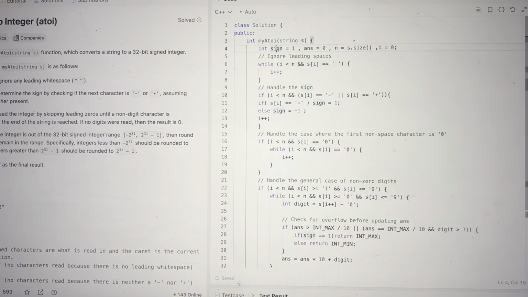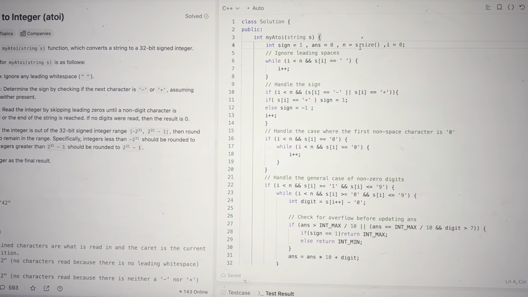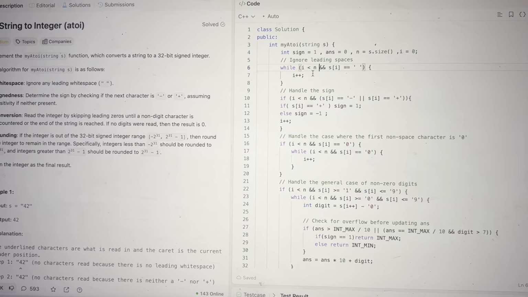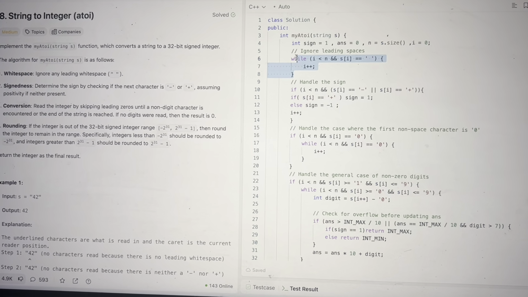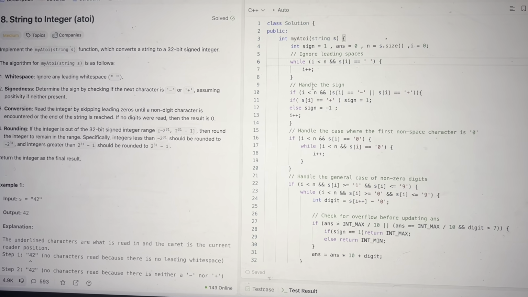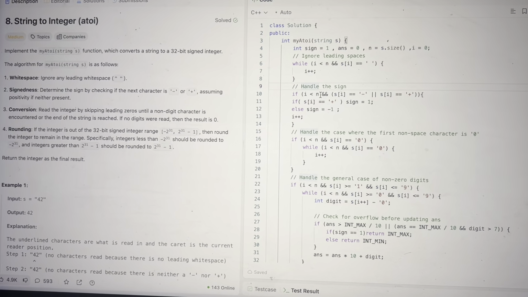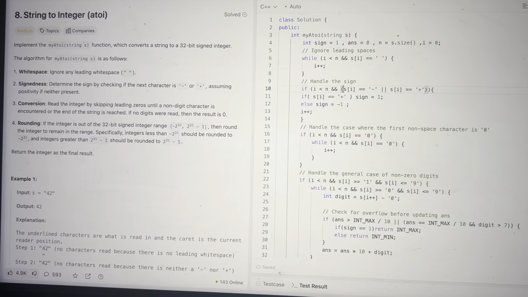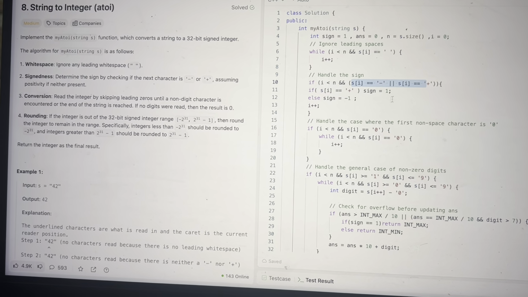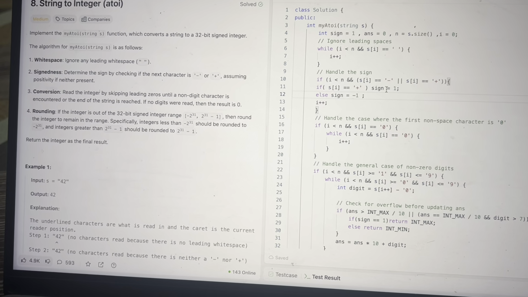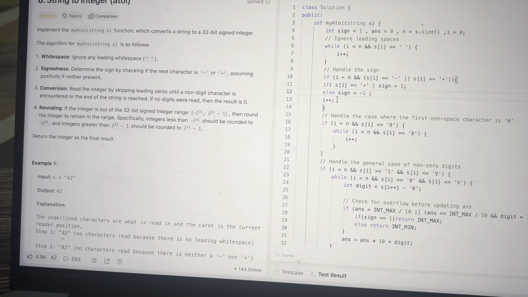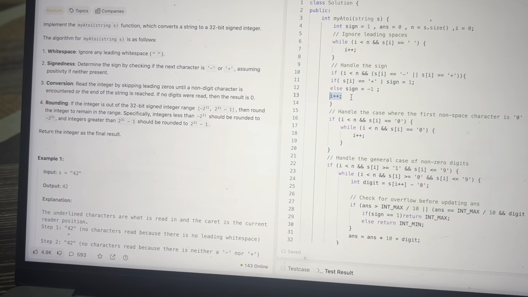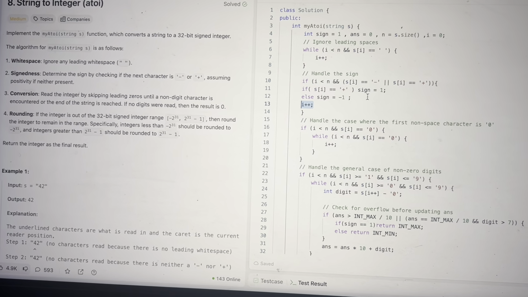So we have got the sign, answer, and the size of the string defined. So first we ignore the leading space with this condition, and then we handle the sign. We always check i has to be less than n, and if the sign is given minus or plus, then if it is plus, sign is 1, otherwise minus 1. And okay, we need to keep on incrementing it. Why have they kept on incrementing it?